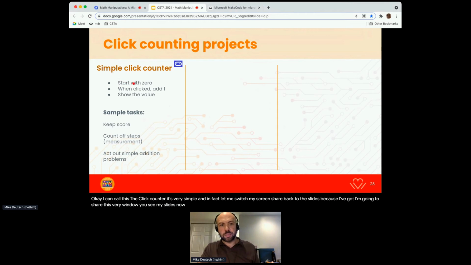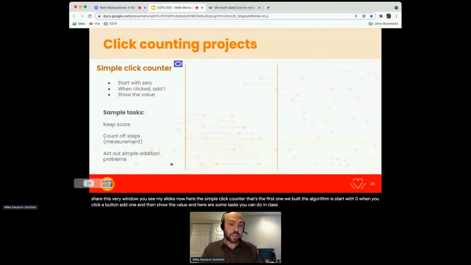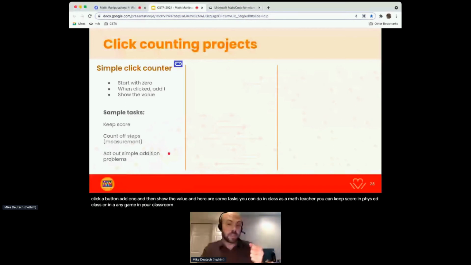This project here, the simple click counter, that's the first one. The algorithm is start with 0. When you click the button, add 1, and then show the value. And here are some tasks you can do in class as a math teacher. You can keep score in phys ed class or in any game in your classroom. You can count off steps. Another canonical microbit project is a step counter that works by the accelerometer, by shaking, but you can manually count off steps, maybe to measure things.